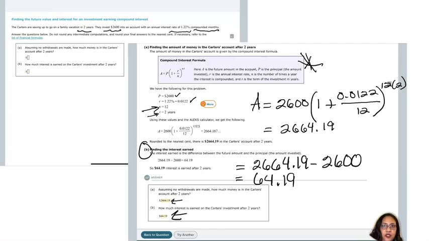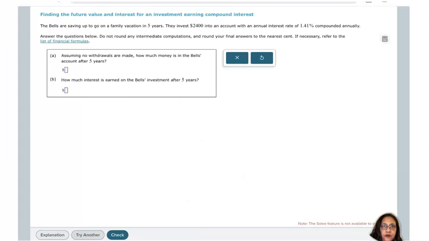Let's move on to the next one. So the Bells are saving up to go on a family vacation in 5 years. They invest $2,400 into an account with an annual interest rate of 1.41% compounded annually. And then you're just going to find out how much money is in the Bells' account after 5 years, and then how much interest the Bells earned after 5 years. Okay?